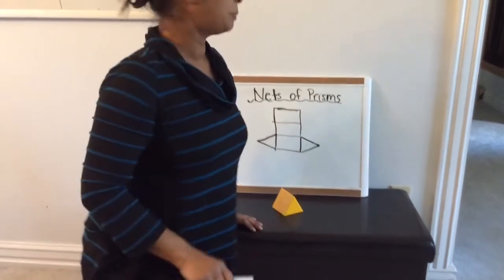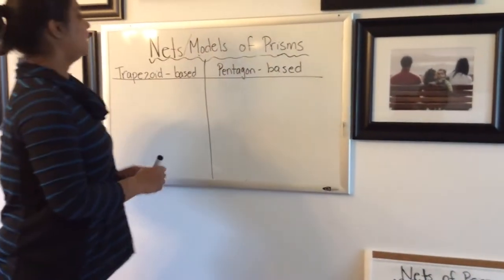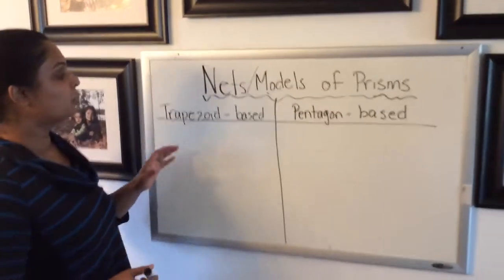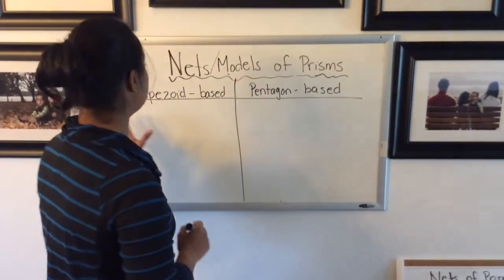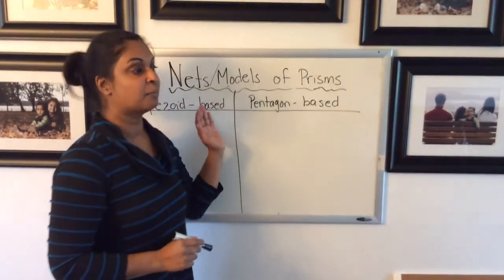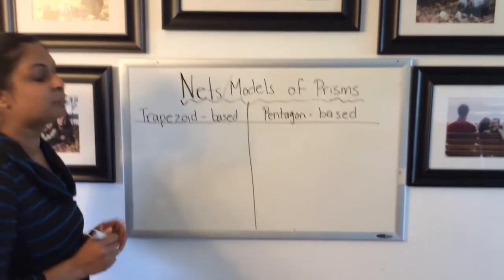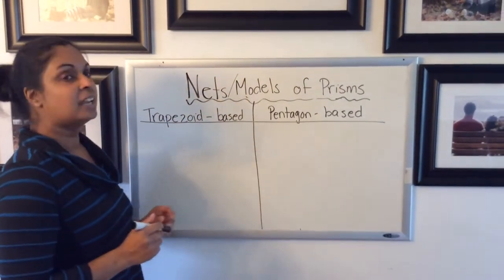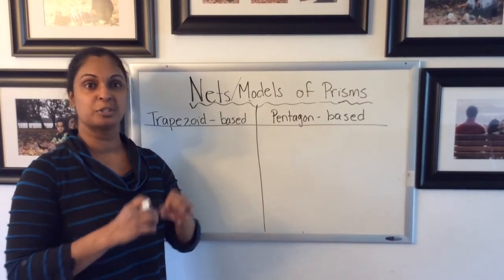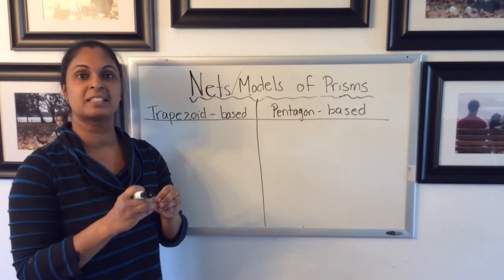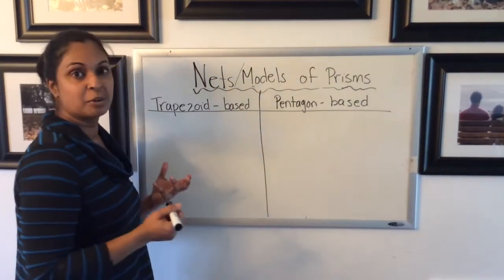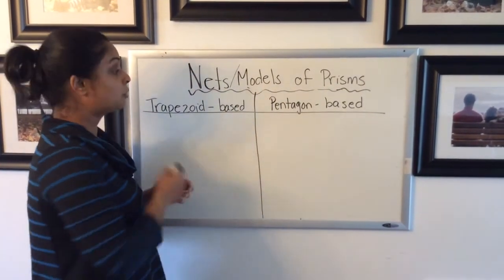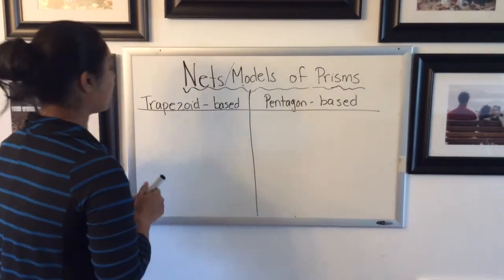All right, I'm going to go up to my board here. You're going to be working with nets and models of different kinds of prisms that have some different shapes of bases that may not be that familiar to you. Now, they're going to encourage you to use models, so using toothpicks and clay or marshmallows and build them. If you don't have those materials, you can use a drawing to help you. So I'm going to show you how that works.